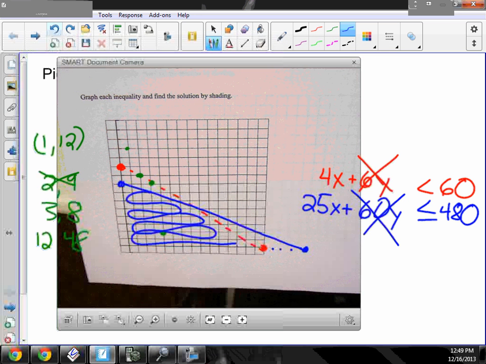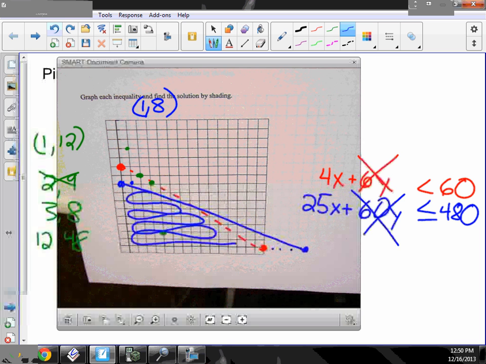So as long as it's in that shaded area, that represents a correct combination of tables and chairs that satisfy both equations. If I pick the point 1, 8, why is 1, 8 not in the solution set? It's above the blue line, which means it costs too much. If you built 1 chair and 8 tables, that would be $25 plus $480, which is over, I think it's 505. There's not enough money to build that amount.